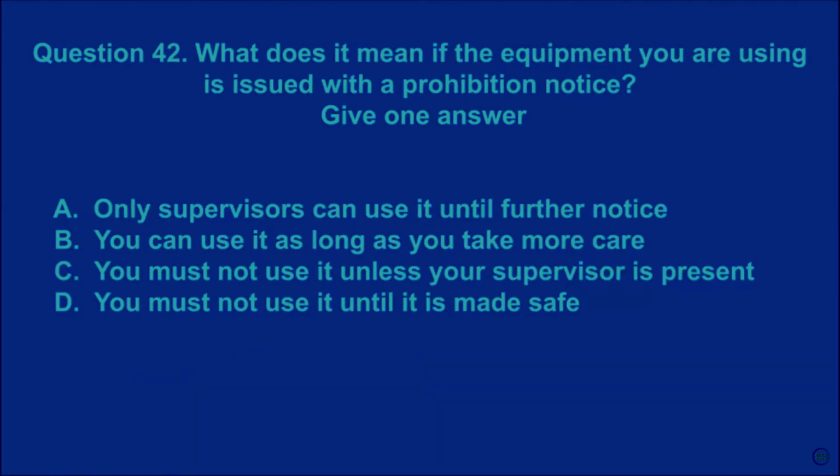Question 42. What does it mean if the equipment you are using is issued with a prohibition notice? Give one answer. A. Only supervisors can use it until further notice. B. You can use it as long as you take more care. C. You must not use it unless your supervisor is present. D. You must not use it until it is made safe. The correct answer is D.